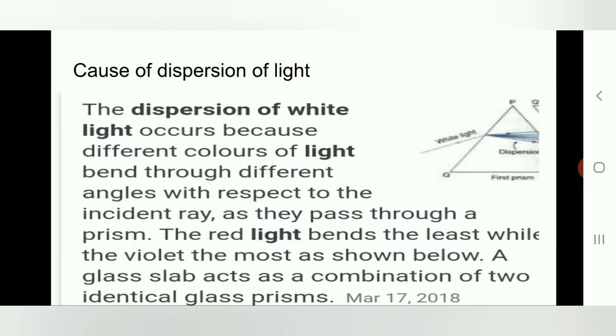Then we see what is the cause of this dispersion. It occurs due to the fact that light of different wavelengths travels with different speeds in a medium. When white light enters the first surface of the prism, lights of different colors, due to their different speeds in glass, get deviated through different angles towards the base of the prism. The splitting of white light into the constituent colors takes place at the first surface of the prism. Violet color is deviated the most and the red color is deviated the least, as I earlier told you.